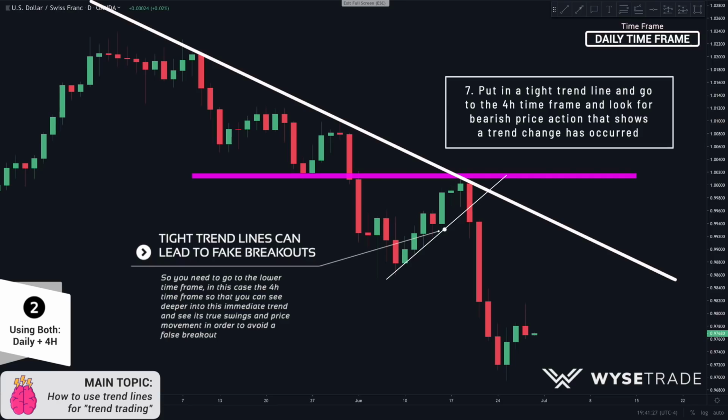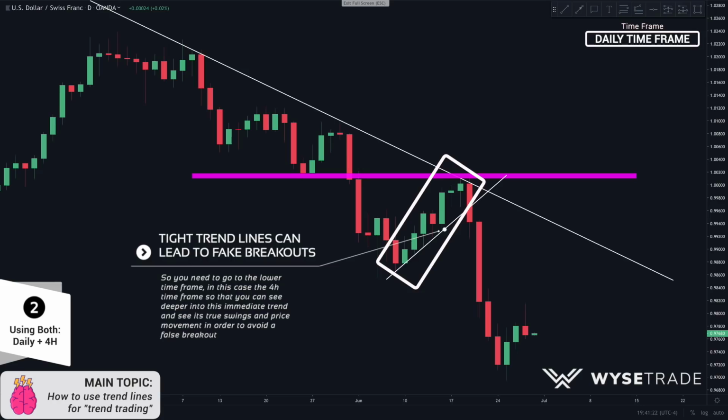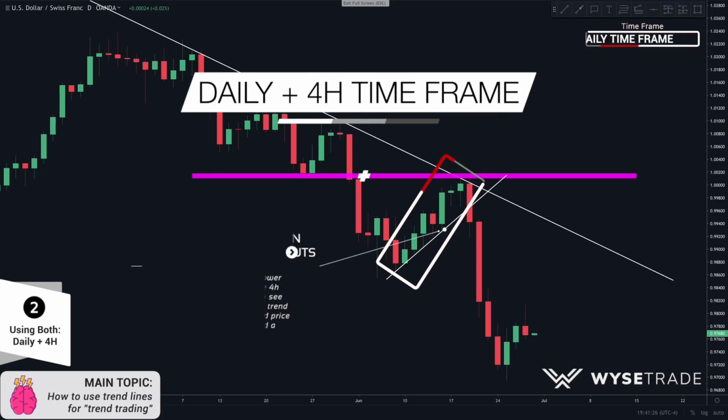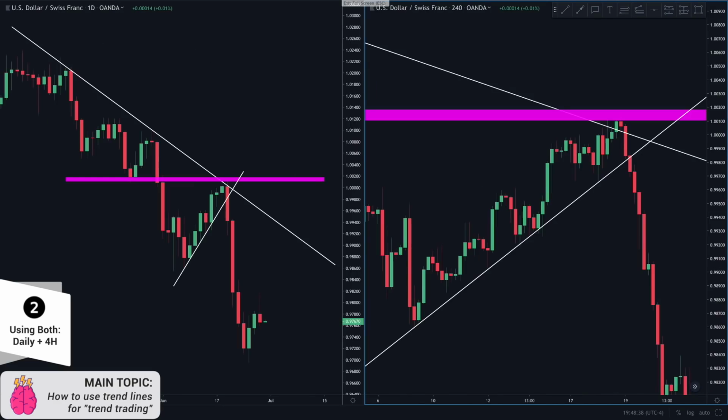We use a lower time frame, specifically the 4-hour time frame, so that we can see deeper into this immediate trend. So let's put the 4-hour time frame beside our daily time frame so you can see both simultaneously. So here we have both time frames side by side.